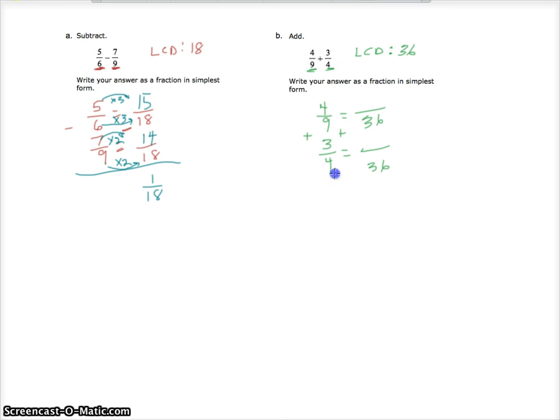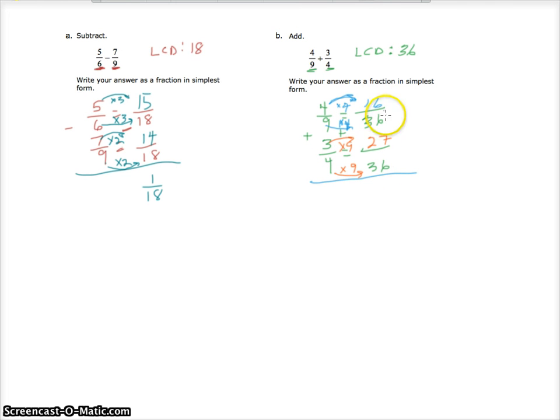My path from 4 to 36 is by 9. So whatever I do in the denominator, I must do in the numerator. So times 9 over 9. 3 times 9 gives me 27. 9 to 36 is by 4 in the denominator. So whatever I do in the denominator, I must do to the numerator. That'll be times 4 in the numerator. 4 times 4 is 16 over 36.